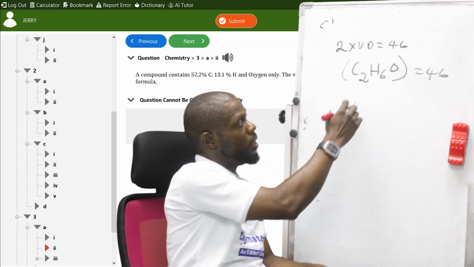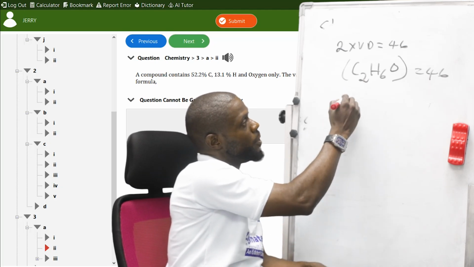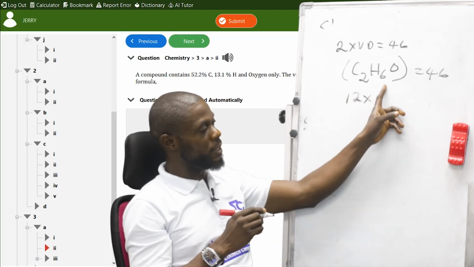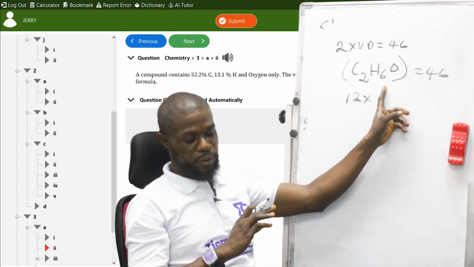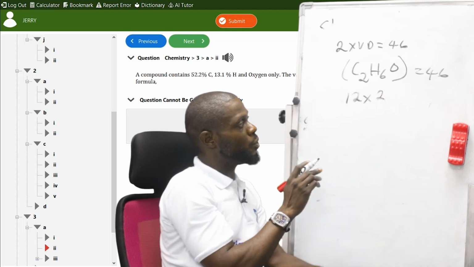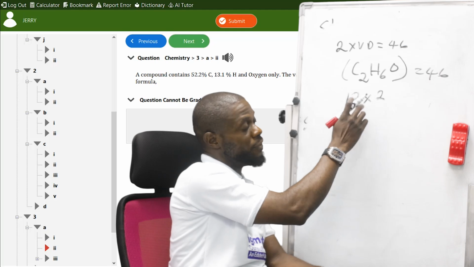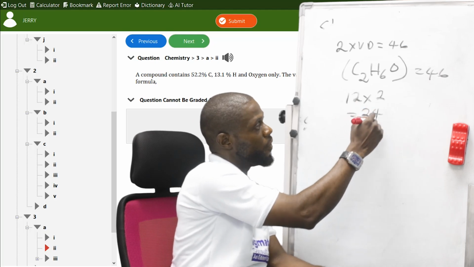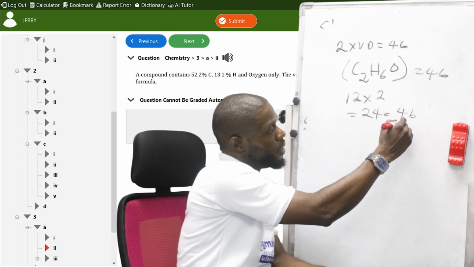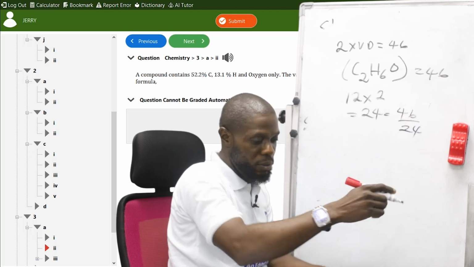So therefore, it will be 12 times, because 2 times 6 is 12. So it will be 12 times 2, which is 24. 12 times 2 is 24. So it will be 46 divided by 24.